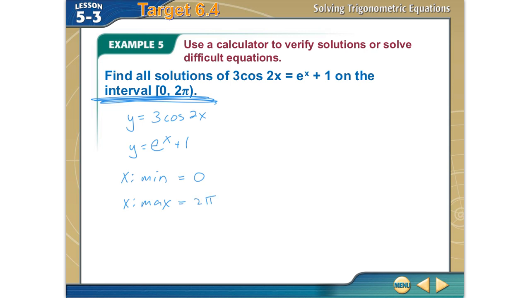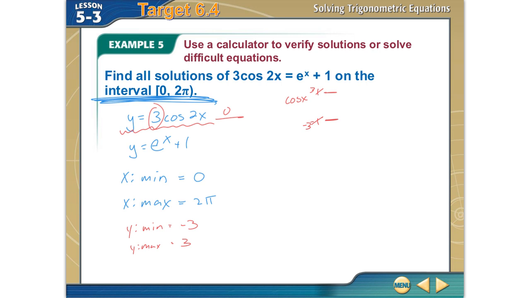Now, to come up with our range for the y values, let's consider what this function right here looks like, okay? We have a vertical shift of 0, and we have an amplitude of 3. So normally, cosine of x bounces between a maximum of 1 and a minimum of negative 1. This one is going to now bounce between a maximum of 3 and a minimum of negative 3. Okay, so our y min will be equal to negative 3, and our y max will be equal to positive 3.